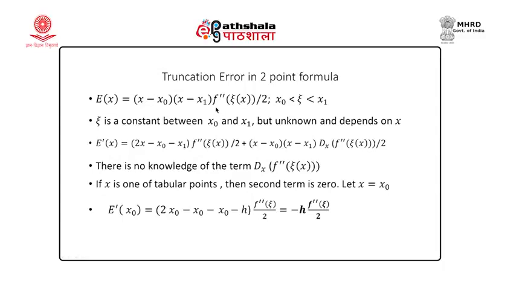So, let us differentiate this E. So, E dash x is a product of two terms. The first term is x minus x0 into x minus x1, and the second term is f dash xi. The first term expands to x square minus (x0 plus x1) into x plus x0 into x1. So, the derivative of x square is 2x, and minus what we have is (x0 plus x1) into x.